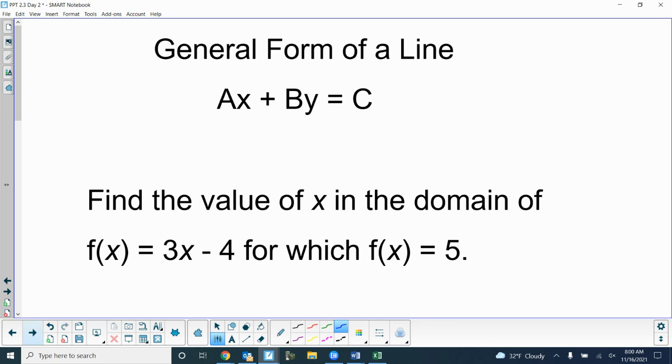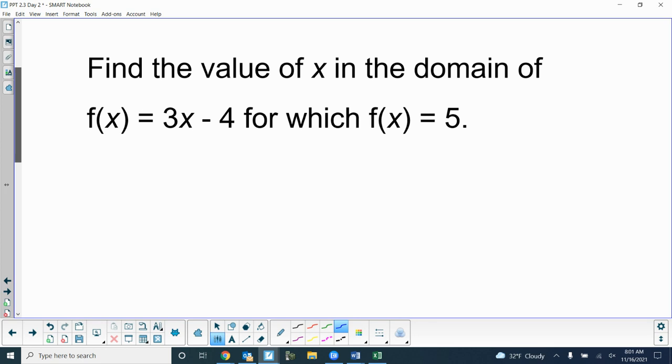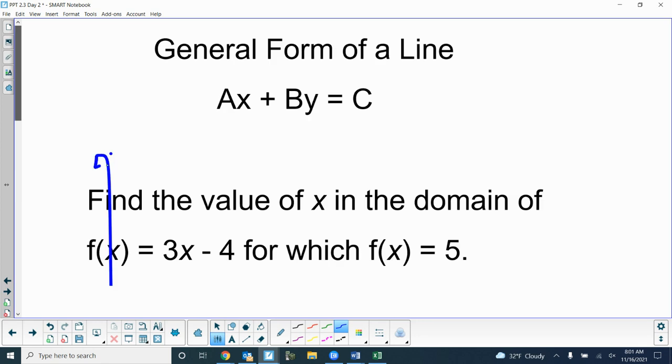All right, so what do you think you have to do for this example here? Find the value of x in the domain of f of x equals 3x minus 4, for which f of x equals 5. So Hunter says plug what in? Plug 5 for f of x. F of x. Yes. So where does that go? Where f of x is. Good. That is correct.